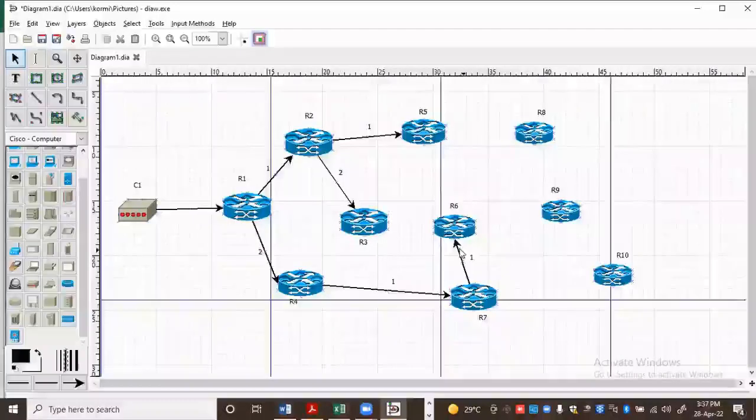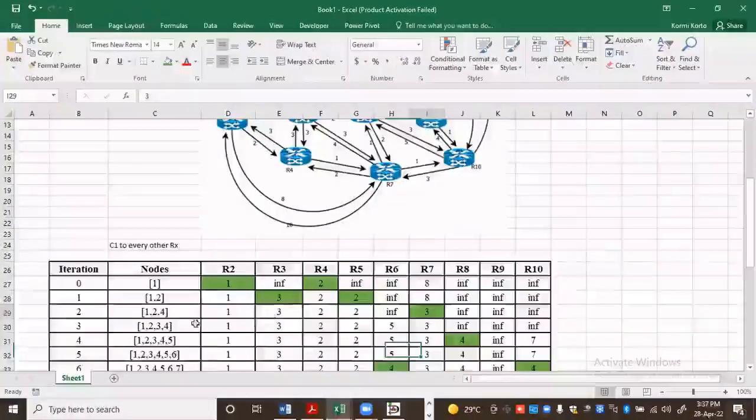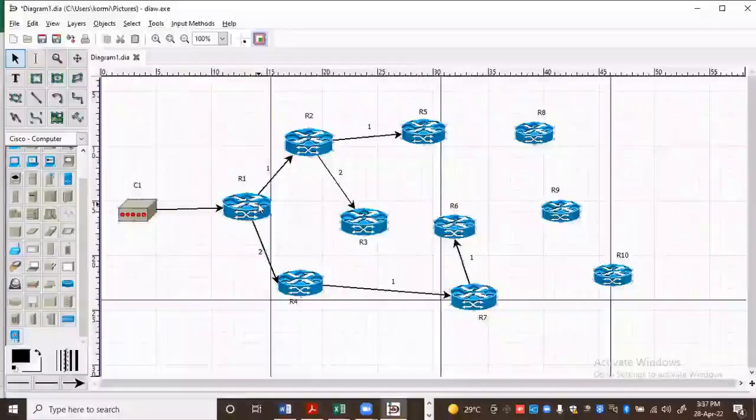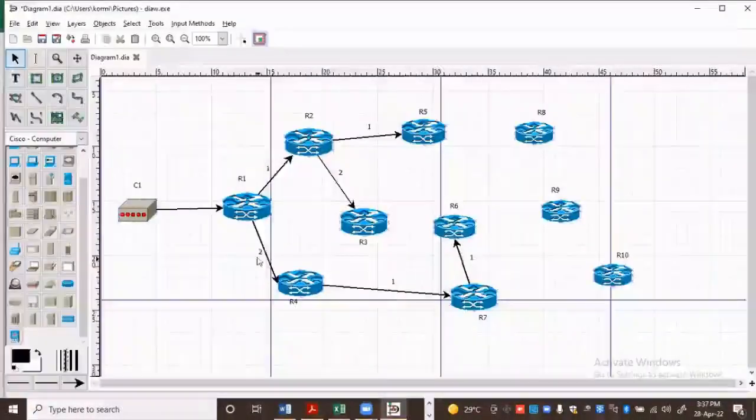So how about getting to 7? 7 was 3 when we had 1, 2, and 4. We had 1, 2, and 4 at our disposal. So it was direct from here. And the cost was 3, so which means this is 1. So it was 2 plus 1, that gave us a 3.